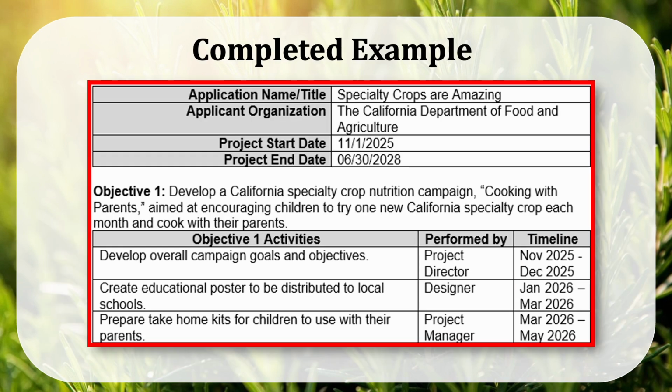This is an example of what a completed project objectives and work plan template would look like. Please check to confirm that the application name, title, and the applicant organization are correct. Also confirm that the project start date and project end date match with the application and are within the grant duration. Please double check to make sure that objectives are properly explained and that the individuals performing tasks are listed by their title instead of referring to them by name.